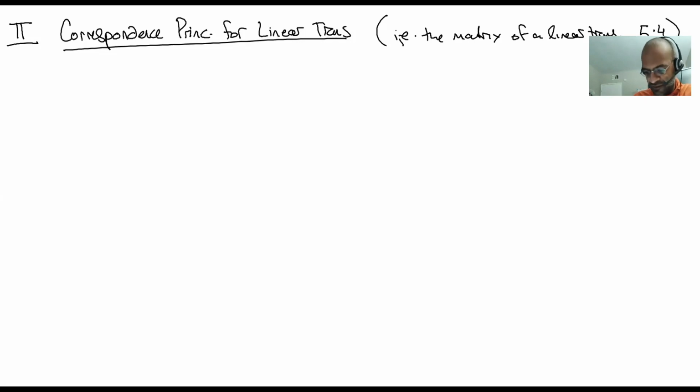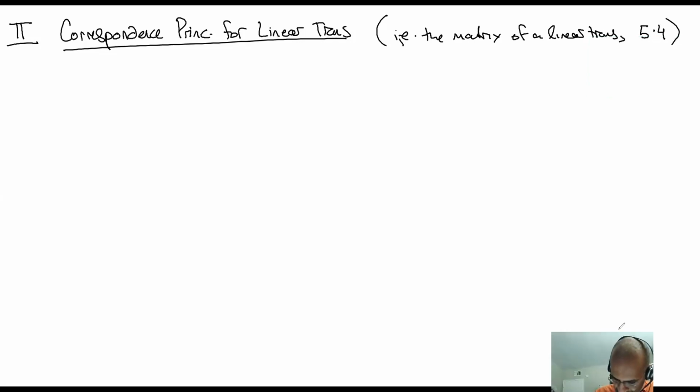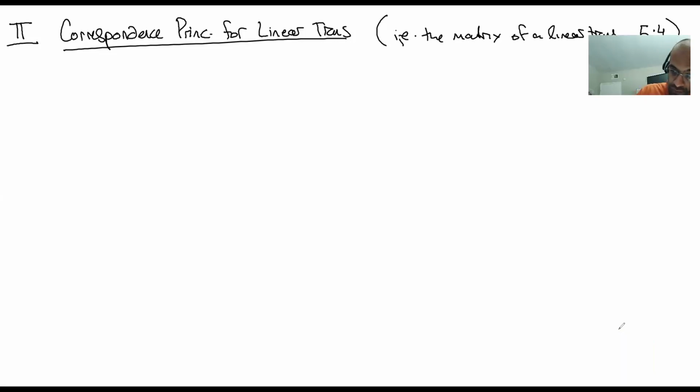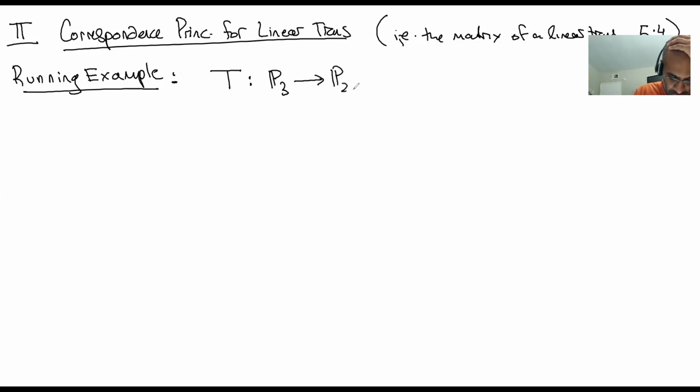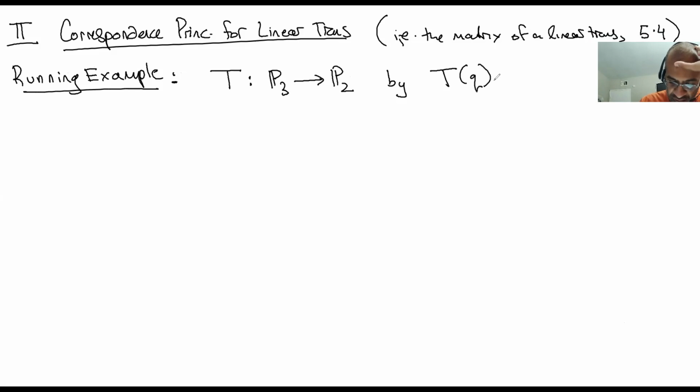Rather than do this completely abstractly, since many people mentioned in the feedback that the lectures were too abstract, I'm going to do a running example first. So here's a running example. Let's consider the following linear transformation T going from P3 to P2, that is, polynomials of degree at most 3 to polynomials of degree at most 2, by T of a polynomial is you take the second derivative of the polynomial and multiply it by t.